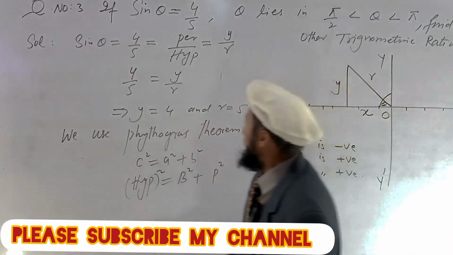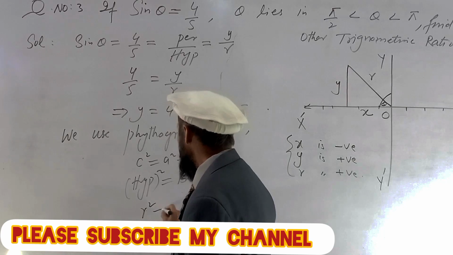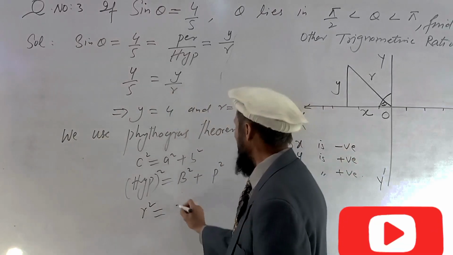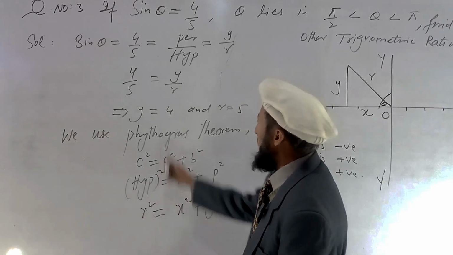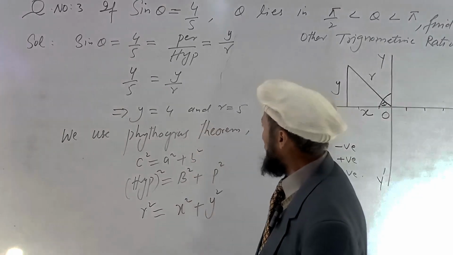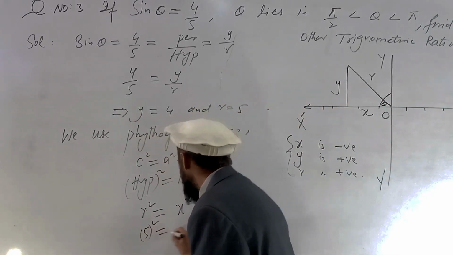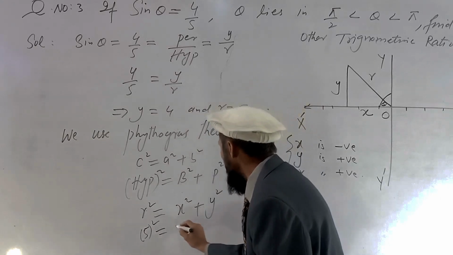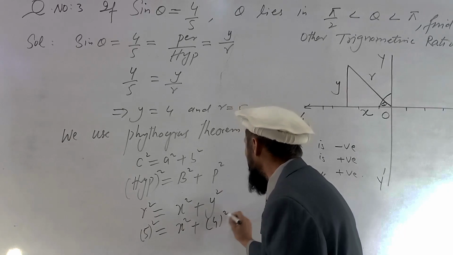So now we substitute the value here. Hypotenuse is r, so r square is equal to base is x, x square, plus perpendicular is y, y square. Now y is given already, y is equal to 4. Now we put the values here. So r is equal to 5, 5 square is equal to x, which is required, x square plus y is 4, 4 square.